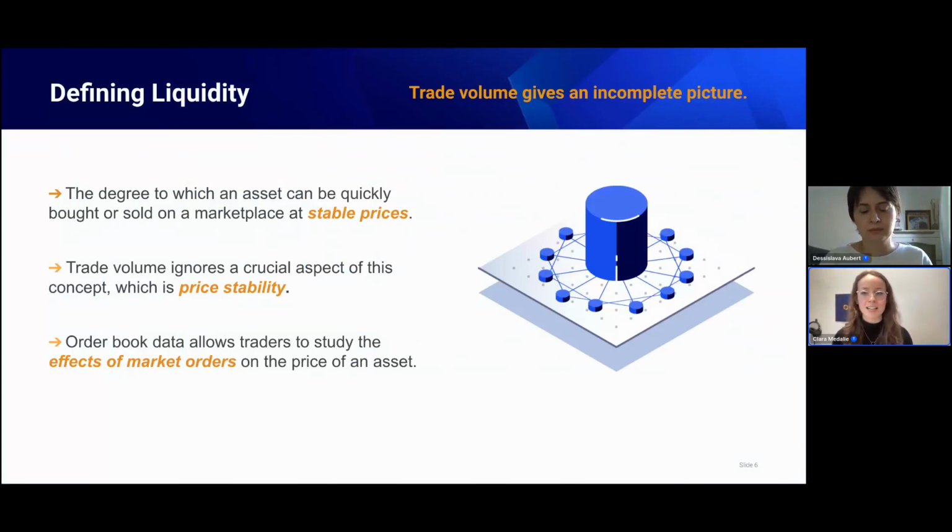This is because, let's say I am selling $1 billion worth of Bitcoin. This is a massive amount. It would show trade volume very high. You might think the asset's very liquid, but what you don't see is the price completely collapsed.